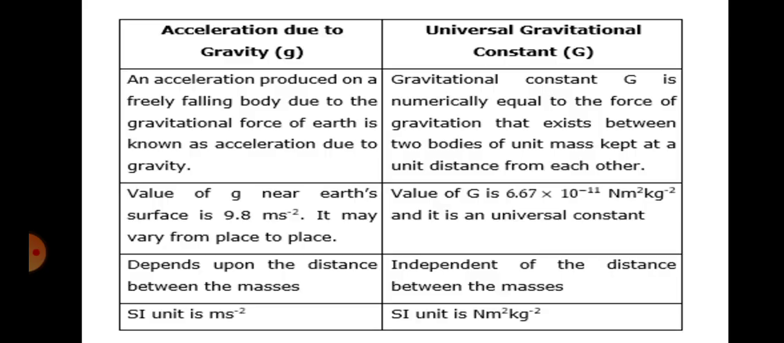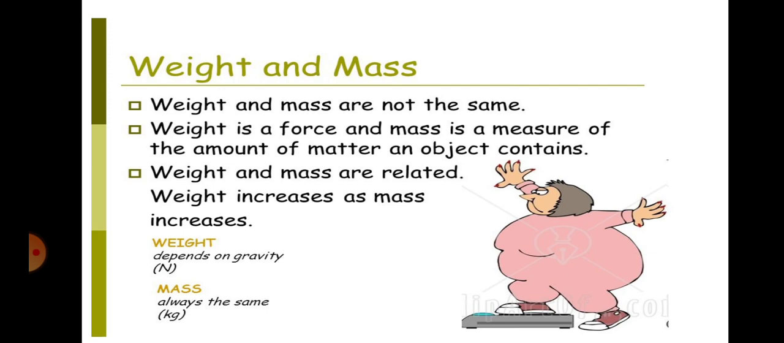Next, what is the relation? We already know g is nothing but acceleration due to gravity. Capital G means gravitational constant. Small g value is 9.8. Capital G value is 6.67 into 10 raised to minus 11. Remember, small g depends on distance and masses, but capital G is independent of distance and masses. Why? Because it is a constant, a proportionality constant. The SI unit for g is meter per second square, but the SI unit for G is Newton meter square per kg square.